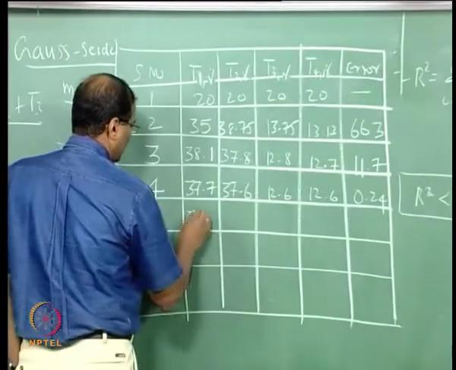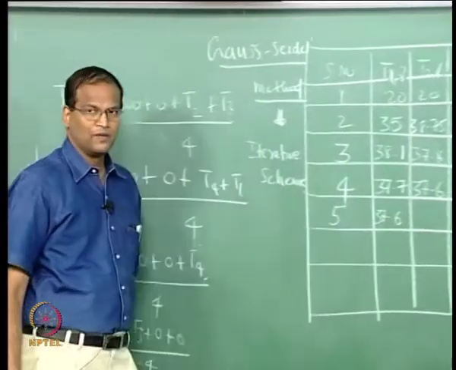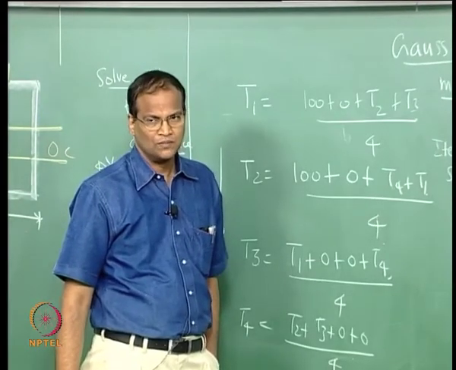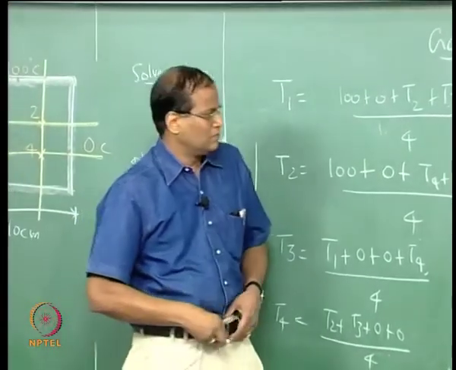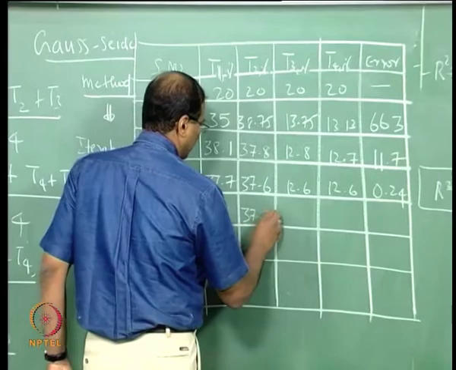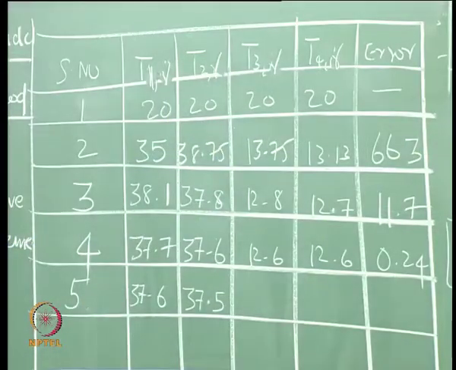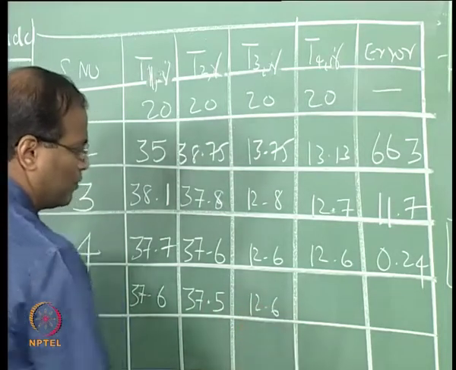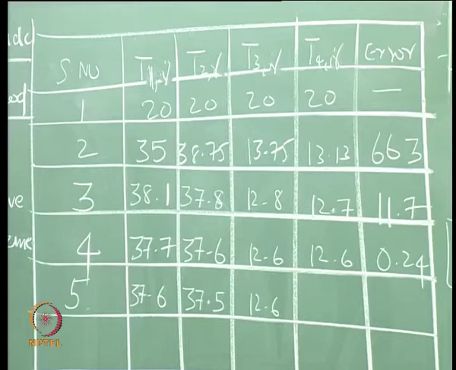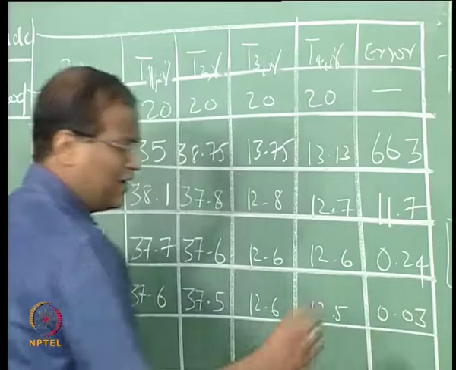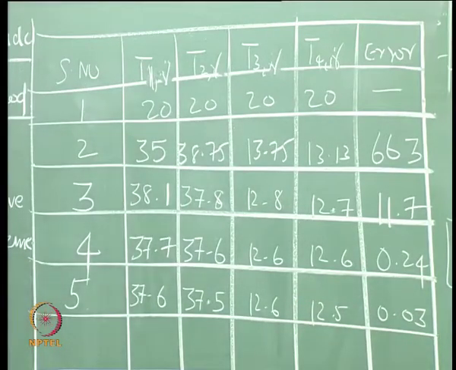37.6. That is 1.5. Twelve point six. 0.03. Okay. So we are very close to the true solution.